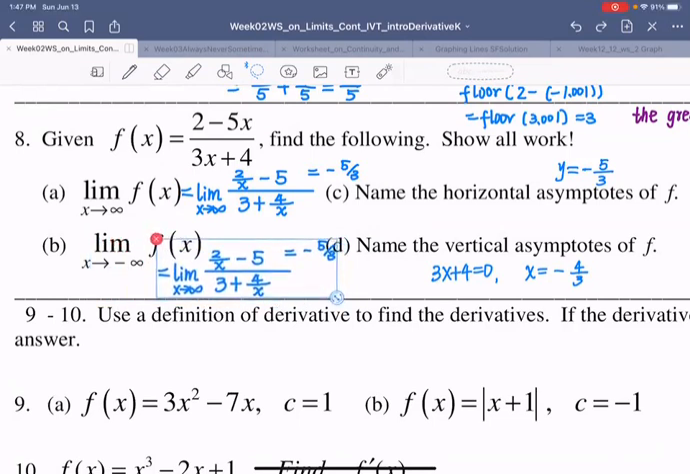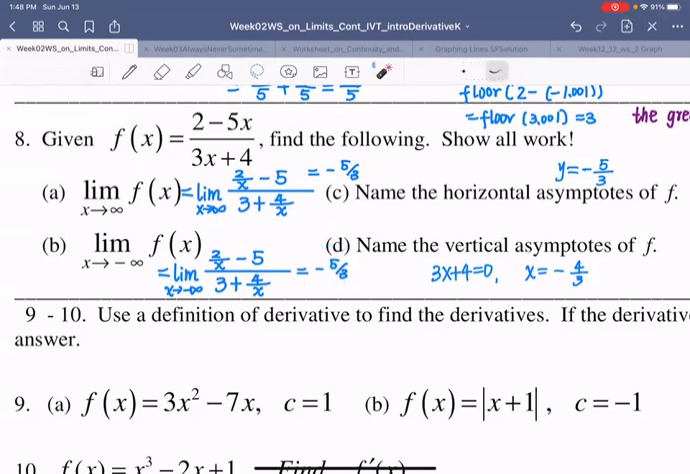We do exactly the same thing. The only thing we change here is change it to negative infinity. And you notice that 2 divided by a negative infinity will also be 0. 4 over a negative infinity is also 0. So the answer is the same.